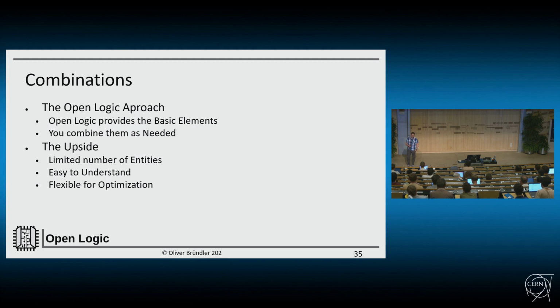The cool thing about that is that we have a very limited number of entities that are easy to understand, and that you as a user have the flexibility to optimize things by assembling them the way you need for your application, and not the way I thought probably most users need it. The downside is you're going to use your brain. Well, in the age of AI, you probably are happy to.